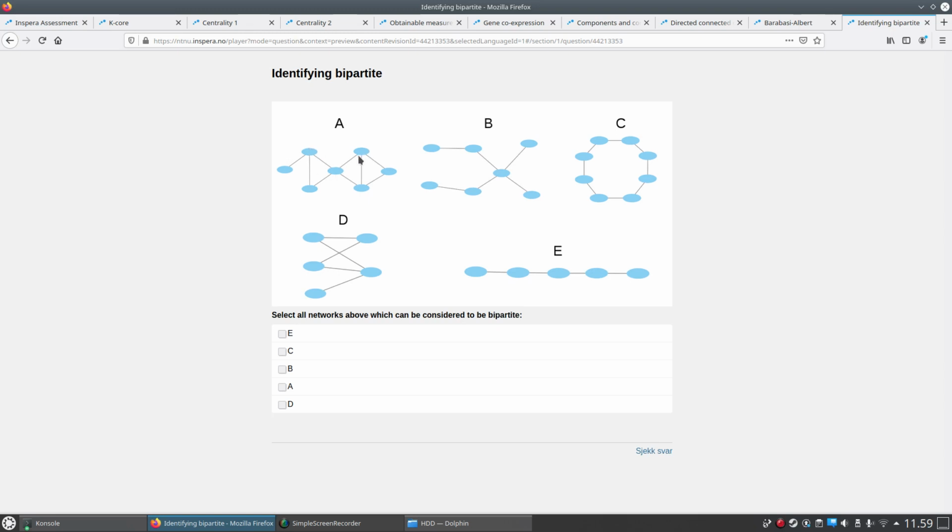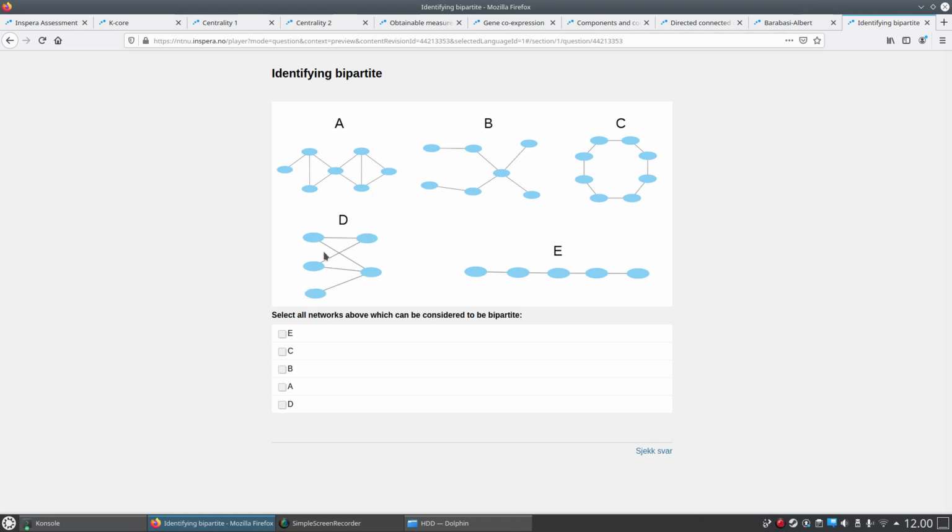I think all the non-redundant cycles here are of length 3 or 4. I mean, you can still have even length cycles in a bipartite network as well, right? In a non-bipartite network, we can have 1, 2, 3, 4. But as long as you have at least 1 cycle of odd length, such as 1, 2, 3 here, then you can't have a bipartite network anymore.